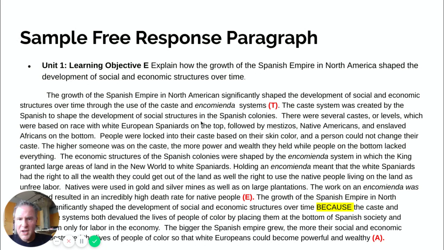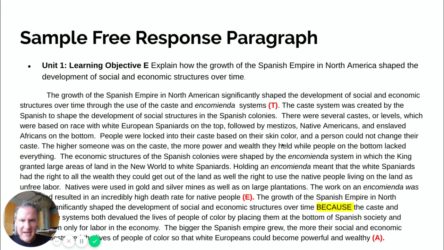It shows the reader that I think these are important. You'll also notice that I said I'm going to talk about the caste and encomienda systems. So when I talked about listing your main points, that's an example. I'm not going really in depth. I'm just telling the reader and sending a flag up that I do want to talk about caste and encomienda.